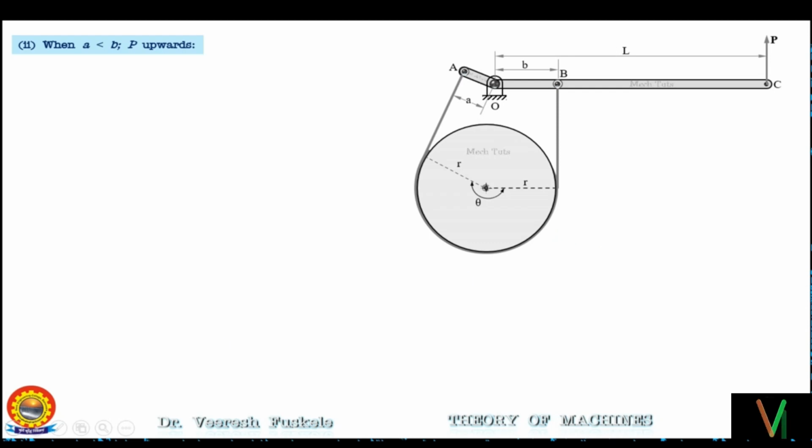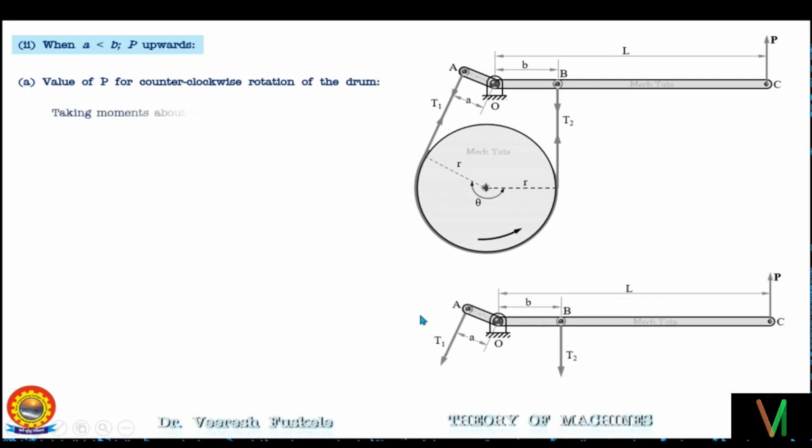So let us first see the counterclockwise rotation of the drum in this case. When the drum is rotating in the counterclockwise direction, this side of the belt will be the tight side having tension T1 and this side of the belt will become the slack side having tension T2. Now this will be the free body diagram of the lever having forces P, T1 and T2 again.